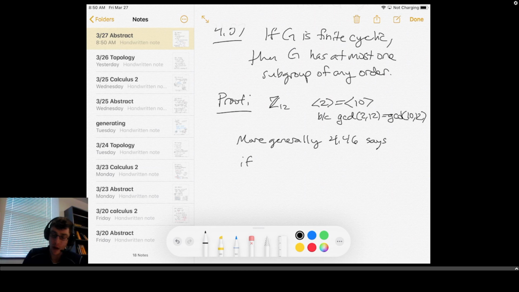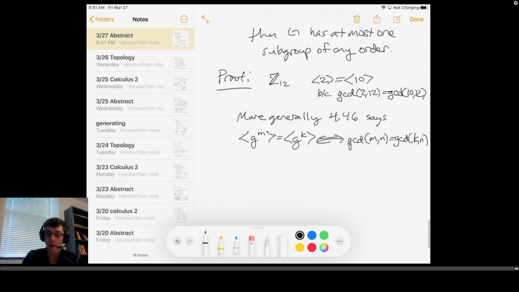It's an if and only if statement. So it says the subgroup generated by g to the m is equal to the subgroup generated by g to the k if and only if the GCDs are the same. So GCD of m and n is equal to the GCD of k and n.